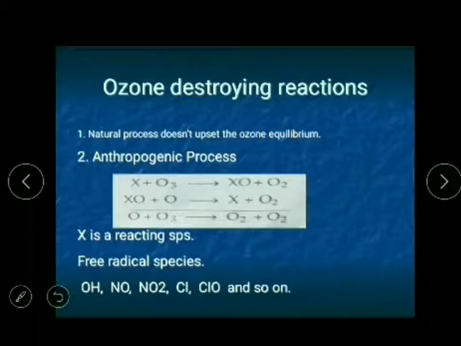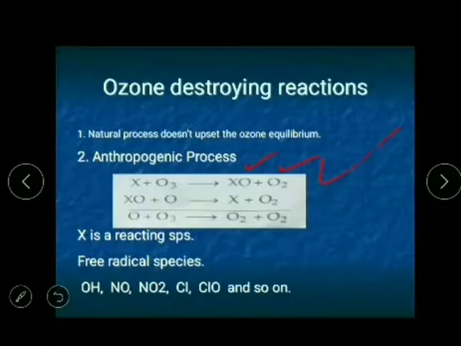Anthropogenic process is responsible for the depletion of ozone layer, and this shares a general mechanism of the type I have given here. X is a reacting species. When it reacts with O3, ozone, it gives O2, one molecule of oxygen, and XO, another molecule.